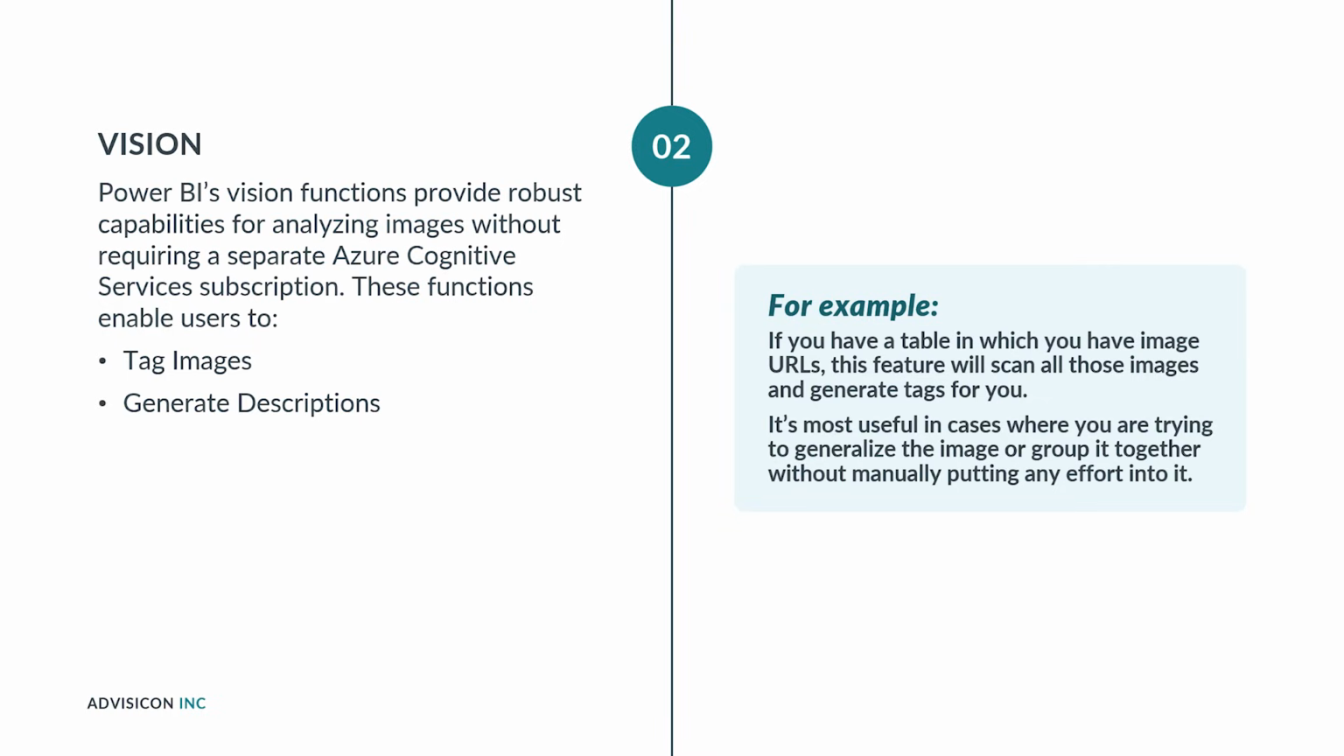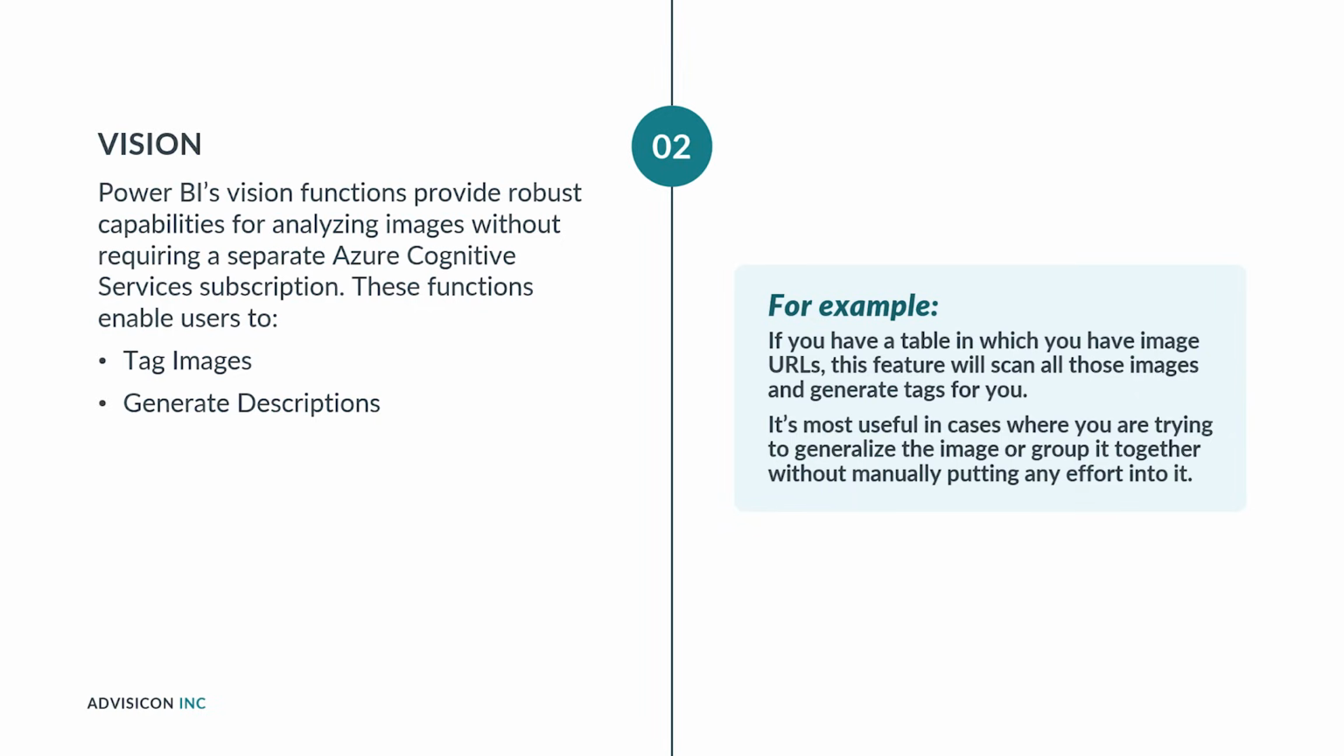Generate descriptions. Create human-readable descriptions of images by summarizing their contents, which can be useful for understanding and documenting visual data. By utilizing these vision functions, users can quickly and efficiently extract valuable insights from visual data, identifying patterns and objects that might otherwise be overlooked. Note that these vision functions are available exclusively in Power BI Premium capabilities, ensuring access to the necessary computational resources for optimal performance and scalability.